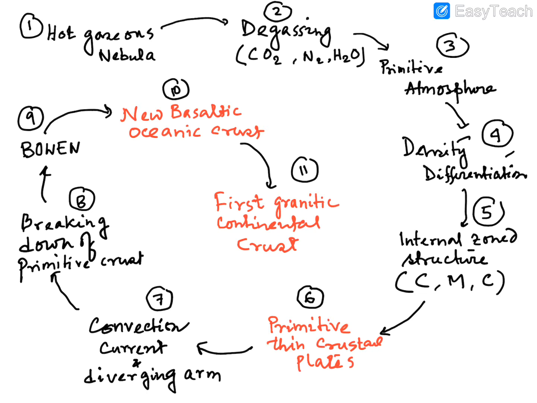But when this primitive crust was formed, the hot nebula towards the core of the Earth was giving rise to magmatic current. Magma means lava. This magmatic current was coming upwards as convection current of liquid magma. Now there is one explanation. You might ask why there is this convection current?